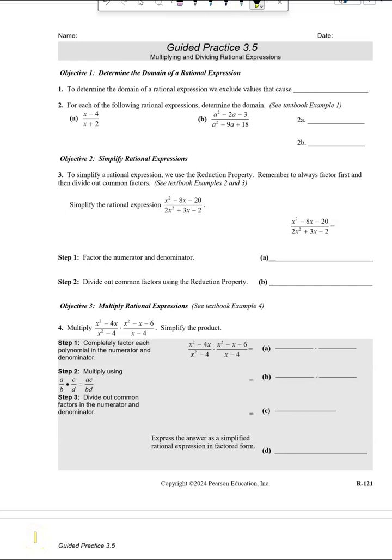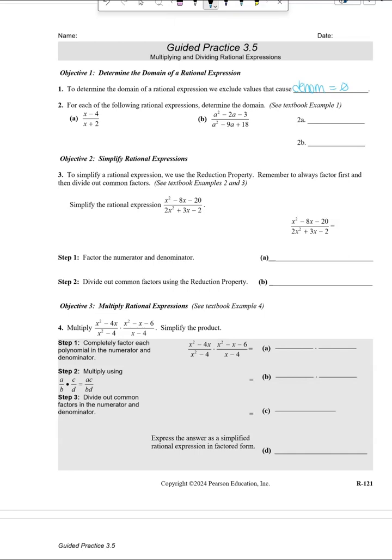Hey guys, so now let's look at multiplying and dividing rational expressions. The first one asks to determine the domain of a rational expression. We exclude values that cause the denominator to equal 0. For each of the following rational expressions, we're going to determine the domain.